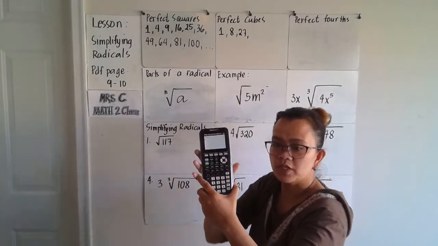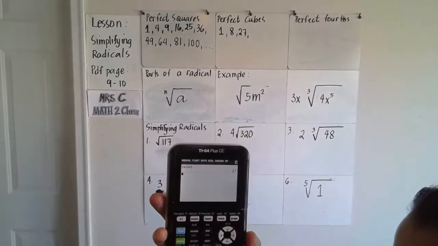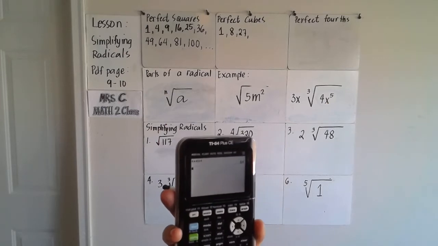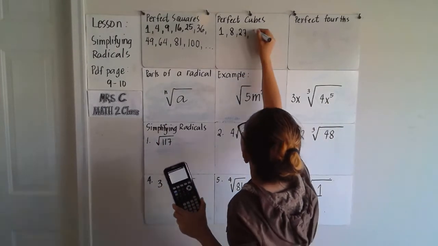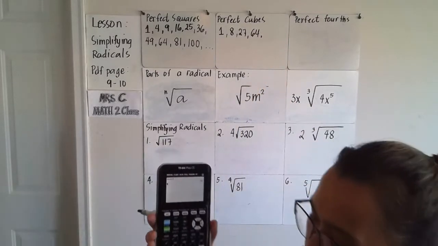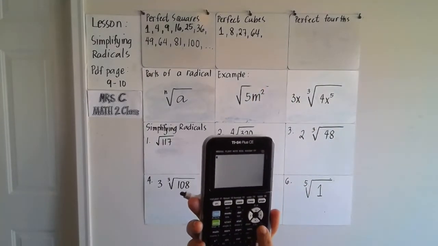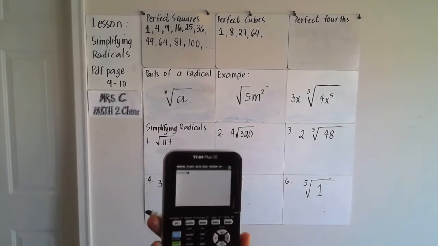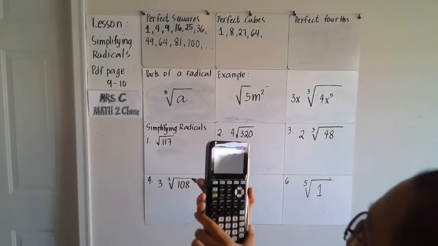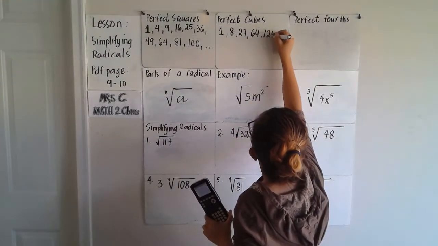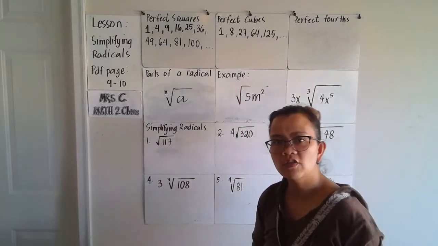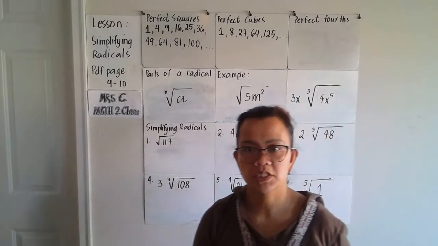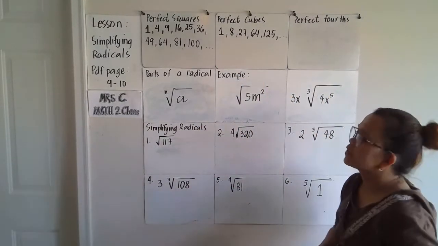So 4 times 4 times 4 is equal to 64. So that's the next perfect cube. Followed by 5. I multiplied 5 three times, and that is 125. Now, you may keep going. If you have a calculator, as I said, you can list all the perfect cubes that are possible. Next will be the perfect fourth root.